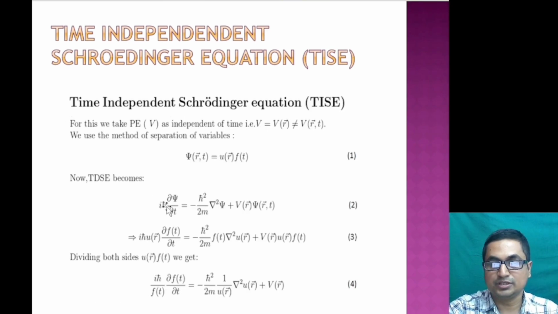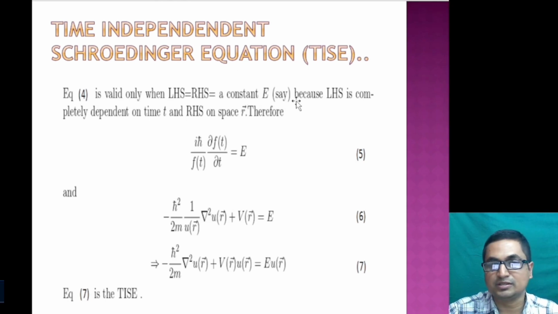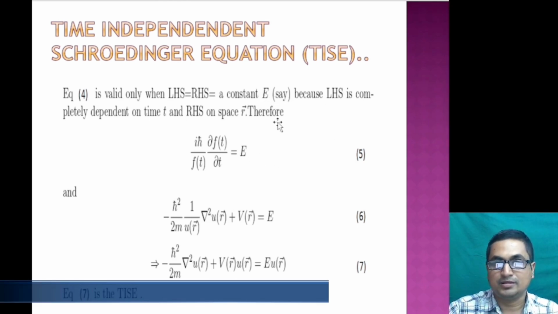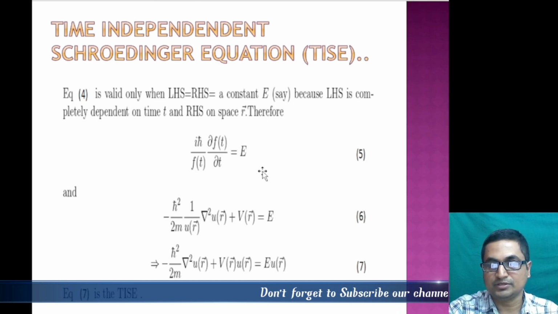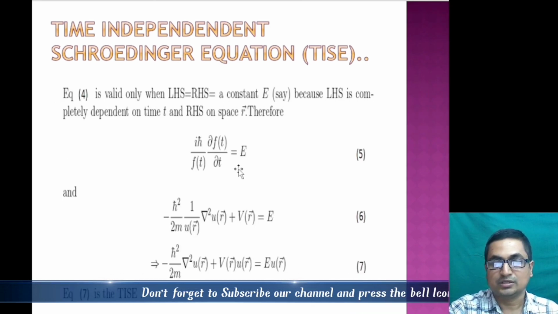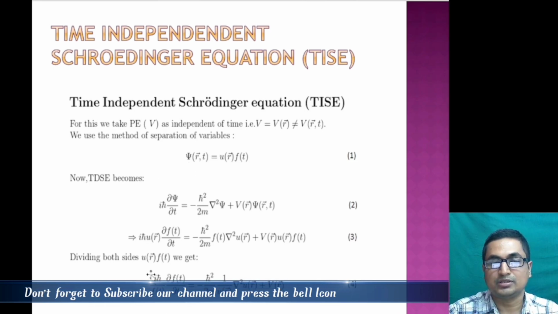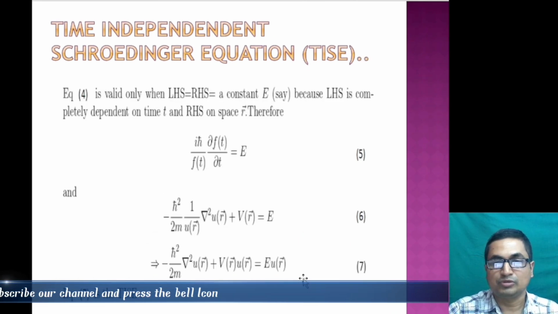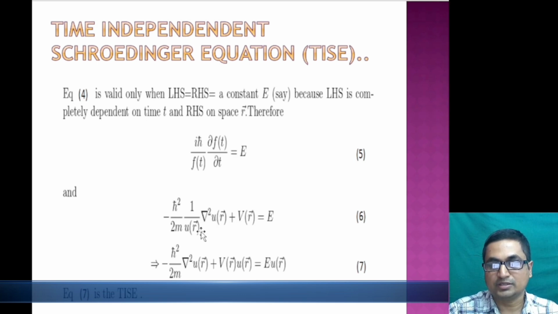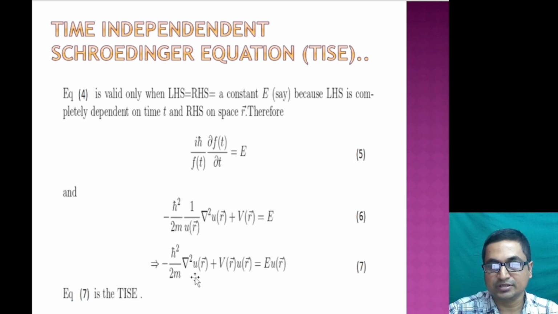Next, we see that the left hand side of equation 4 is completely dependent on time, and the right one is completely dependent on space r, so definitely they must be equal to some constant. Let us put that constant equal to capital E. Taking the left hand side of equation 4, this part is equal to E, so we have i h cross 1 by f del f del t equal to E, and the right hand side is also equal to E. Rearranging the terms, we get minus h cross squared over 2m nabla squared u plus V(r) u(r) equal to E u(r). This equation number 7 is nothing but the time independent Schrödinger equation.